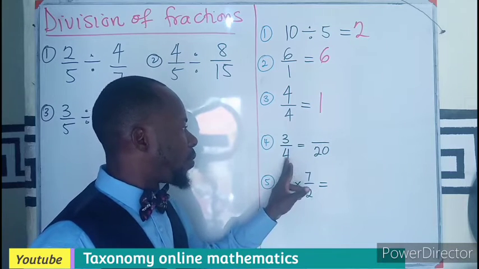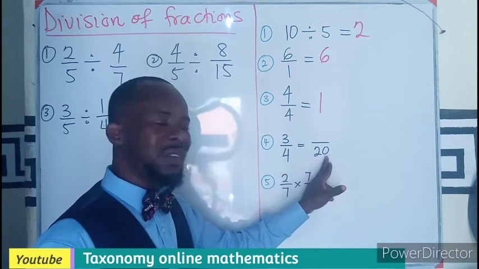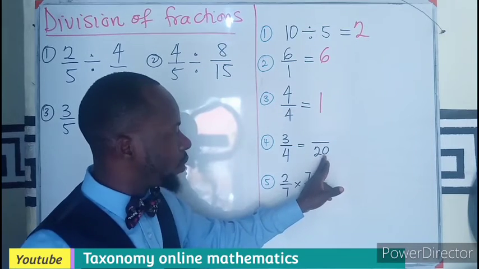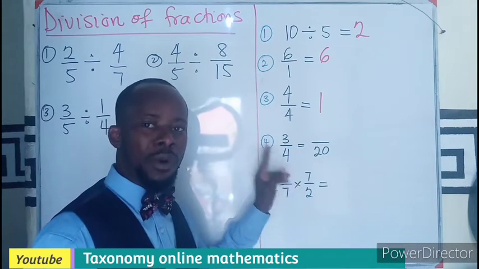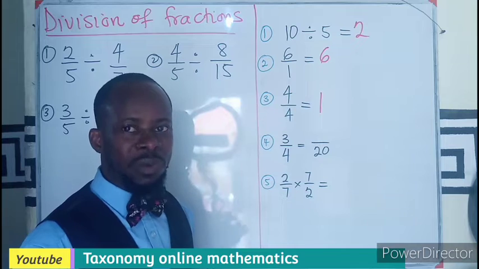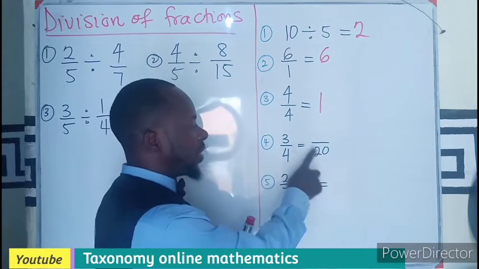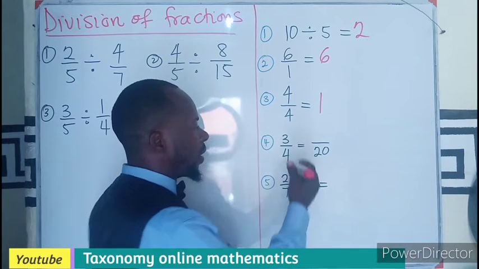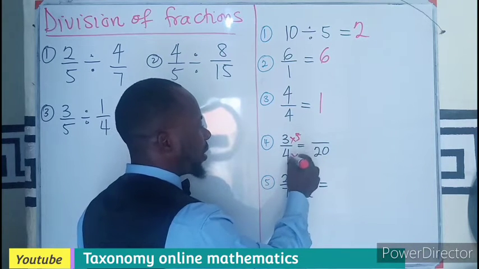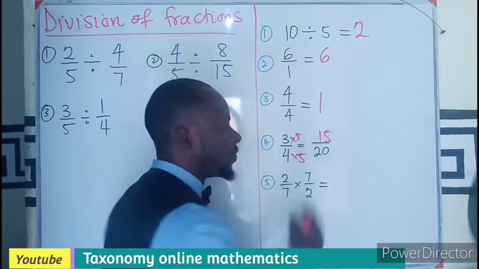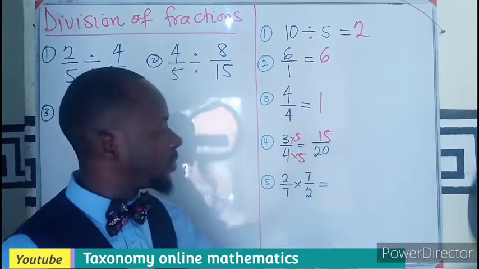So, what multiplies 4 to give us 20? Or better still, 20 divided by 4 is what? And I believe that will be 5. Meaning 4 times 5 gives us 20. Therefore, 3 must also be multiplied by what? 5. So here will be 3 times 5. So we have 15 as the equivalent fraction.